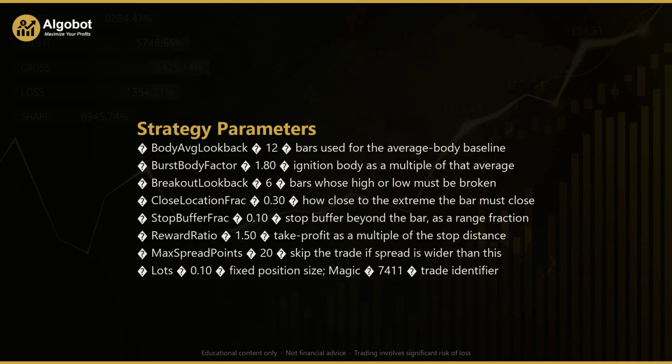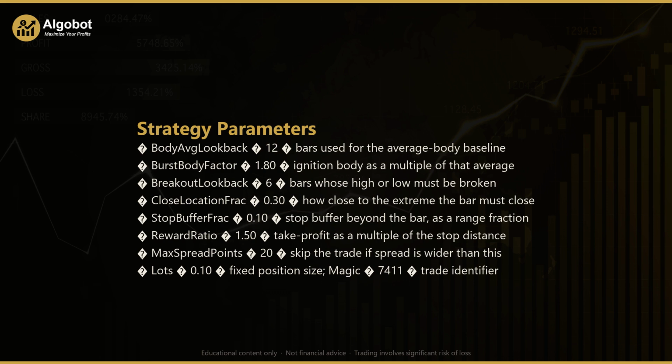The ignition candle's body must be at least this multiple of the average. Raise it toward 3 or 4, and you'll get fewer but more dramatic signals. Lower it toward 1.2, and signals become far more frequent, but less selective. The breakout look back, defaulting to 6, sets how many bars form the consolidation whose high or low the ignition close must break. The close location fraction, at 0.3, controls how near the extreme the candle must close.